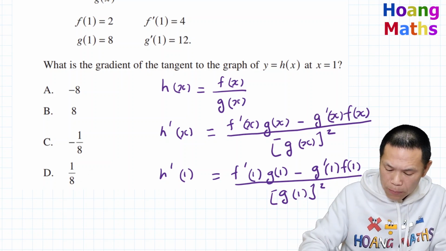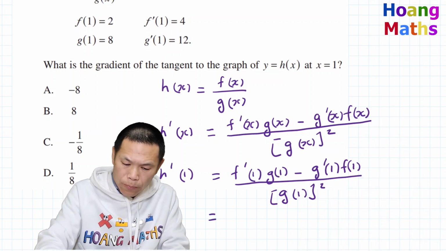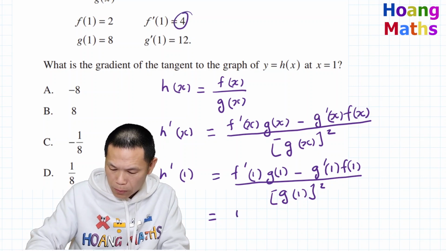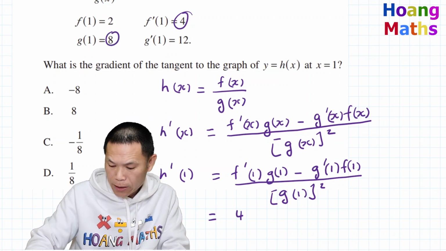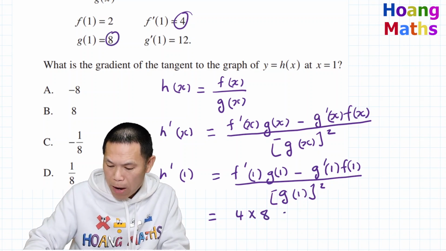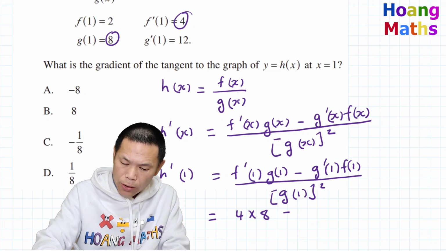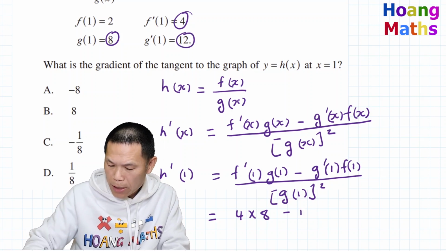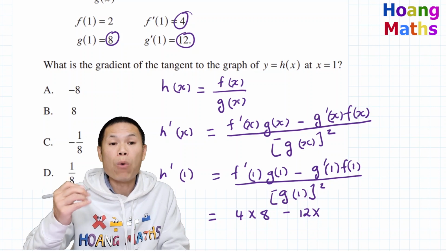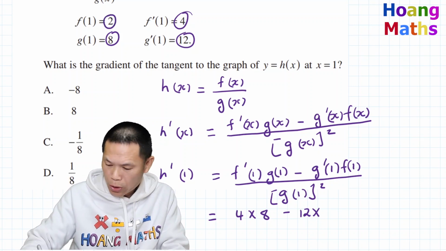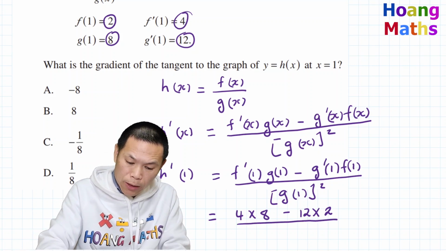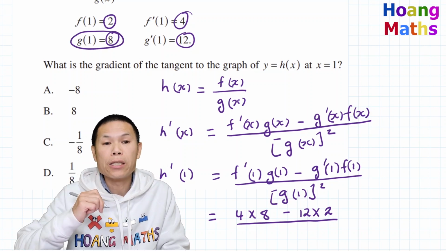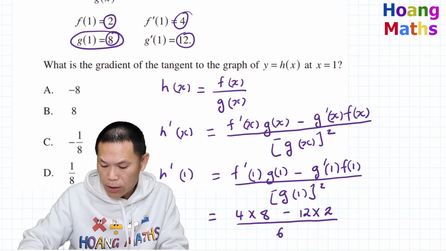So f dash 1 is 4, and g of 1 is 8, so we times by 8. And we minus g dash 1, which is 12, times f of 1. f of 1 is 2, so we just times by 2. And over g of 1 squared, and we know that g of 1 is 8, so 8 squared is 64.